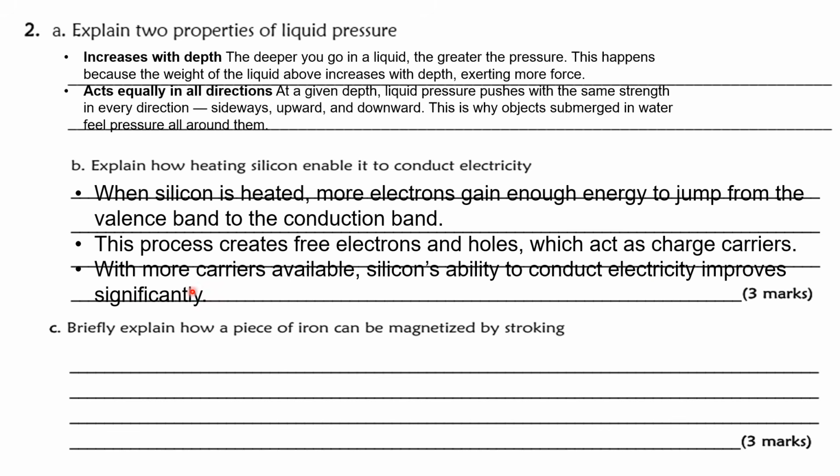3 marks for saying these points. Briefly explain how a piece of iron can be magnetized by stroking. All right? Stroking means touching or heating. There are different ways you can turn a piece of iron into a magnet. One of them is stroking. Stroking is of two types. We have single stroke and double stroke. You can also use electricity to make what is known as an electromagnet, a temporary magnet.